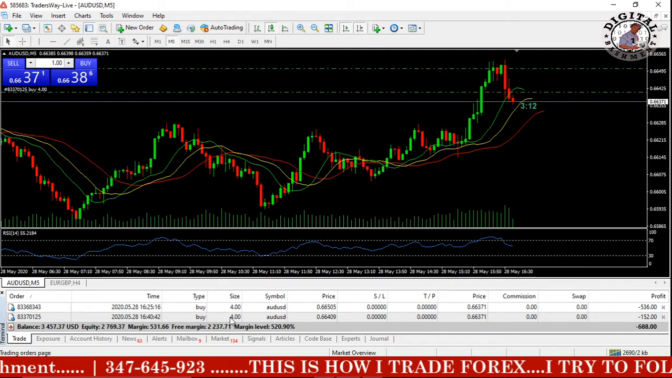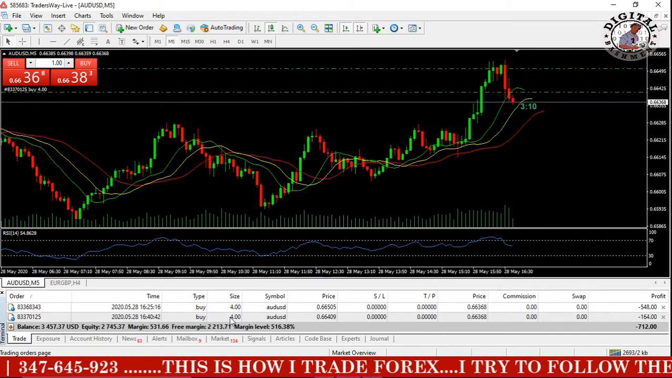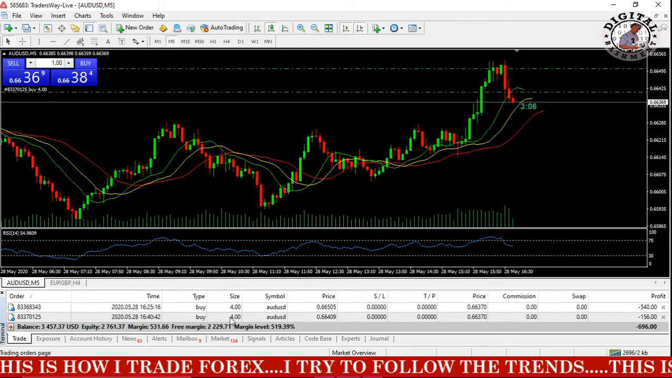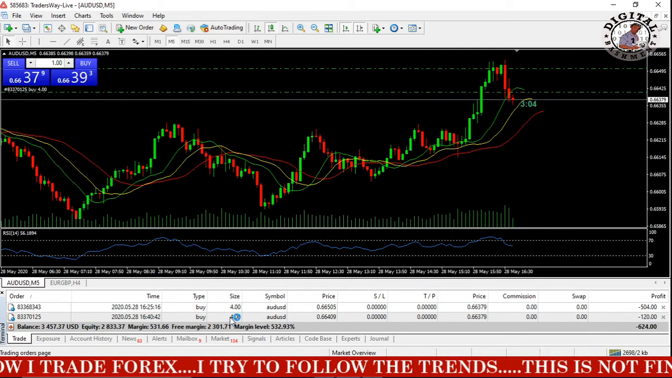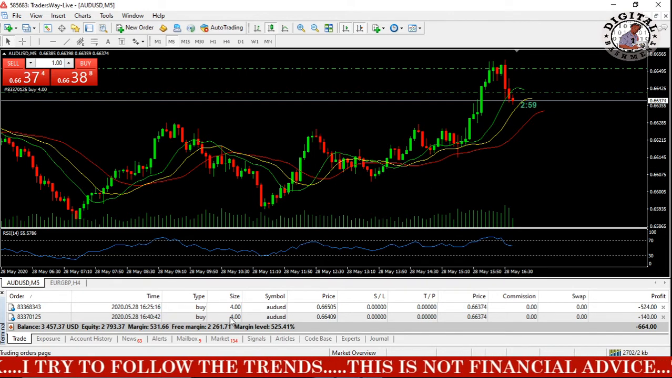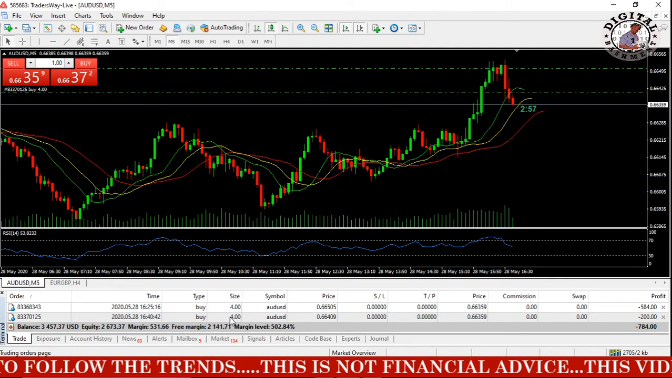But in the beginning, when you just start your real account, even when you're doing a demo account, you trade smaller lot sizes, so you don't blow your account.